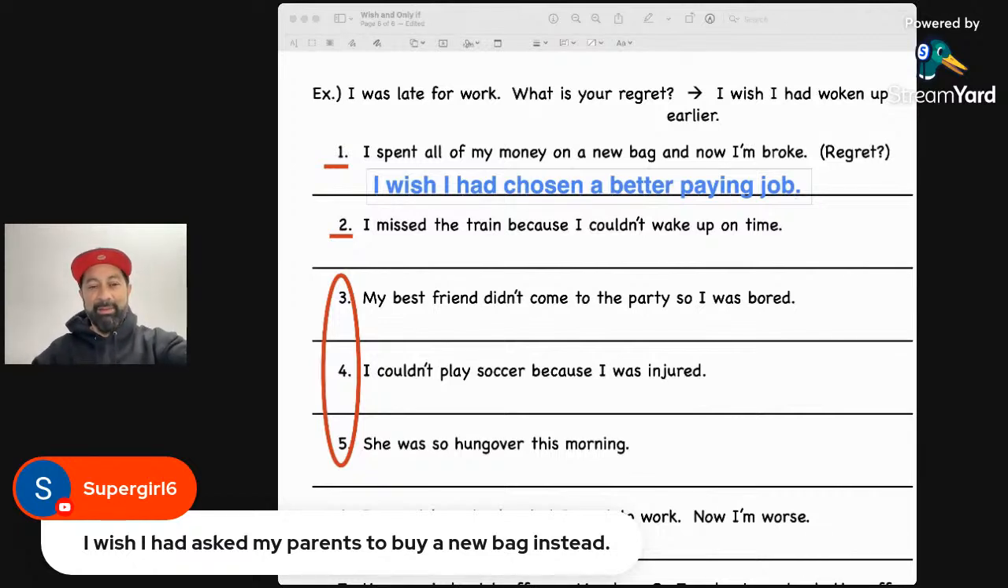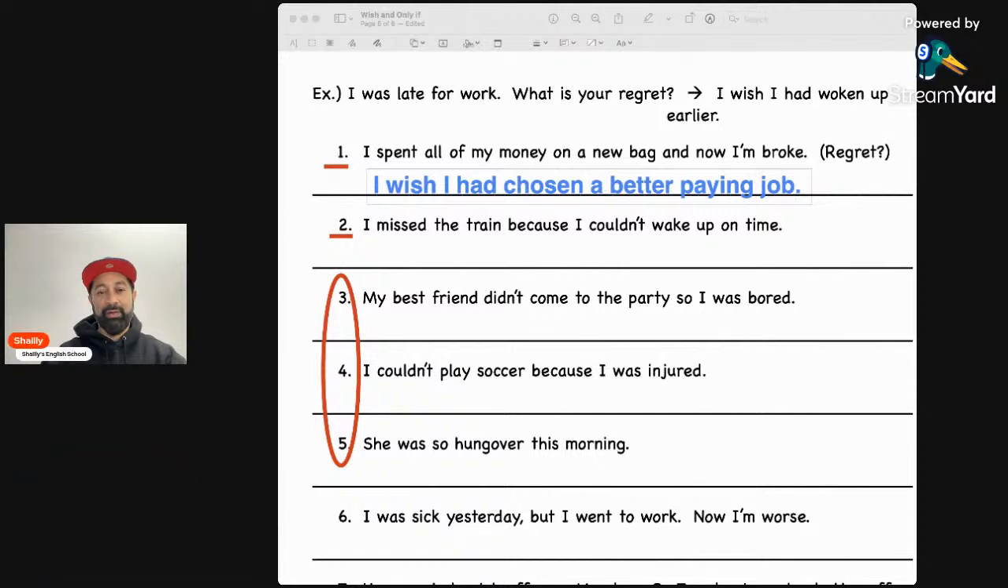All right, number 2, not so difficult. I missed the train because I couldn't wake up on time. You're welcome, Supergirl. What do you wish? Again, opposite would be fine. I wish I hadn't missed the train. I wish I had caught the train. Those are all perfect answers.